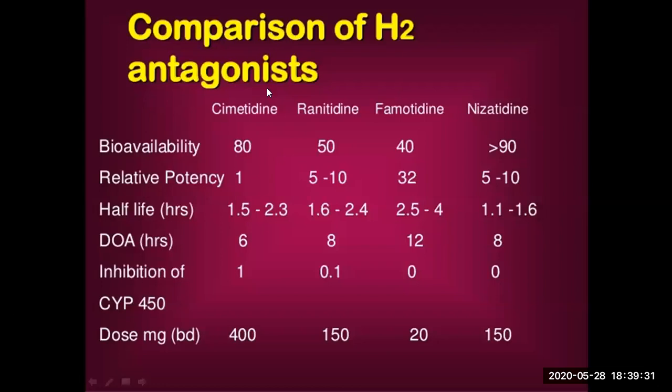When you compare various H2 antagonists, you can see here the bioavailability of cimetidine is more when compared to the other drugs. The newer drug nizatidine has a bioavailability of more than 90%, and for the relative potency, famotidine has more potency than all the other drugs. And half-life is mostly similar, and for duration of action, famotidine has 12 hours of action, thereby it can be given BD. Mostly all the drugs are given BD. And then dose, when you give cimetidine, you have to give 400 milligrams.